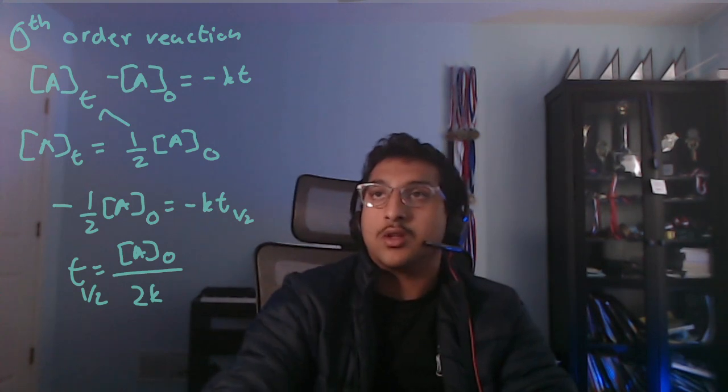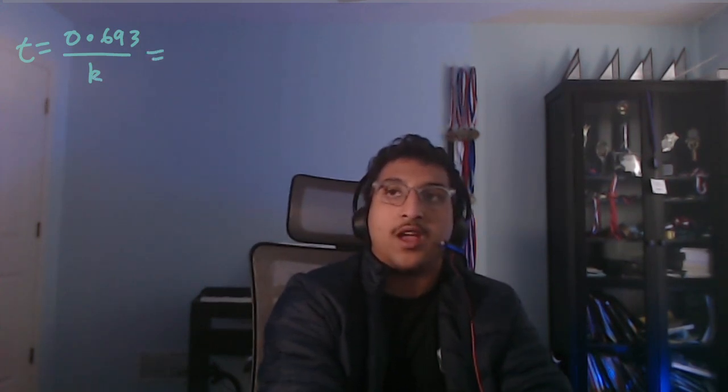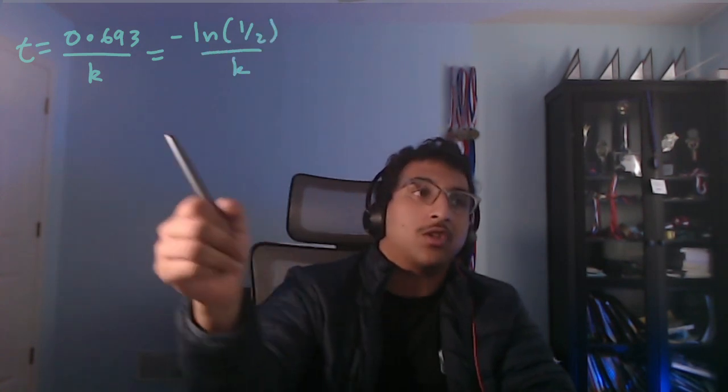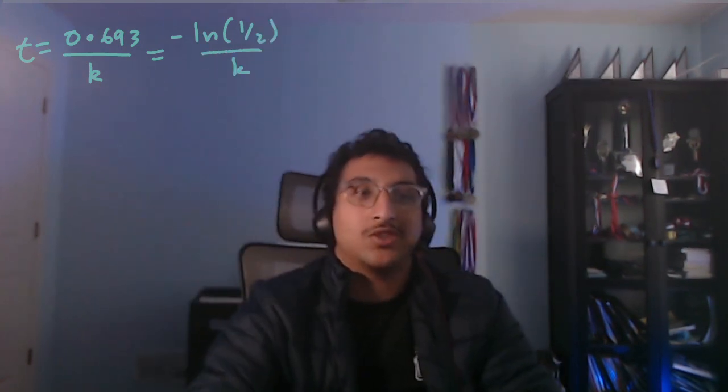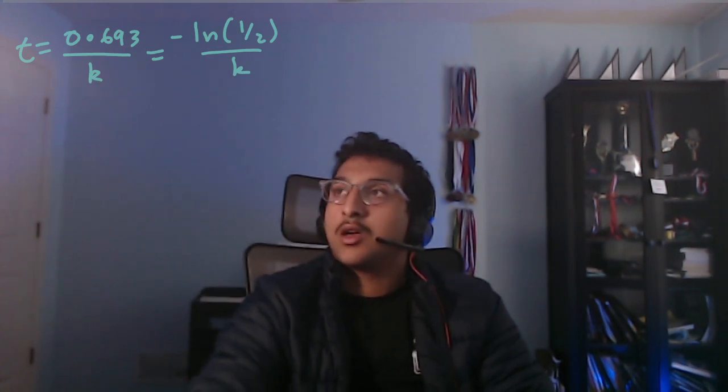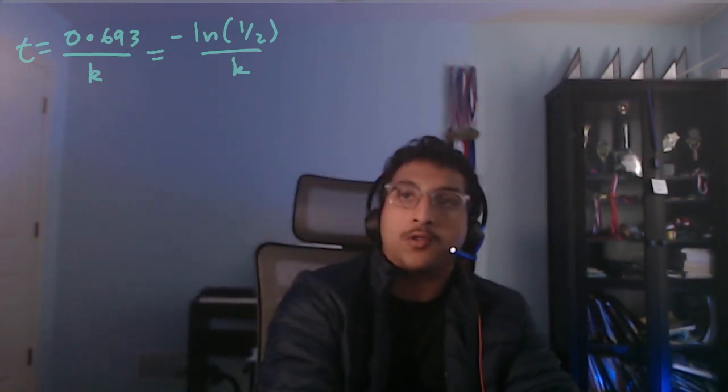For a first order reaction, this uses a bit more math, but since you're already given the equation in the formula sheet, I won't go into deriving it. It's just going to be 0.693 over K. And what is 0.693? It's equal to negative ln of 1/2. We just use 3 sig figs on the equation sheet, so I'm going to do that here. This is for first order.